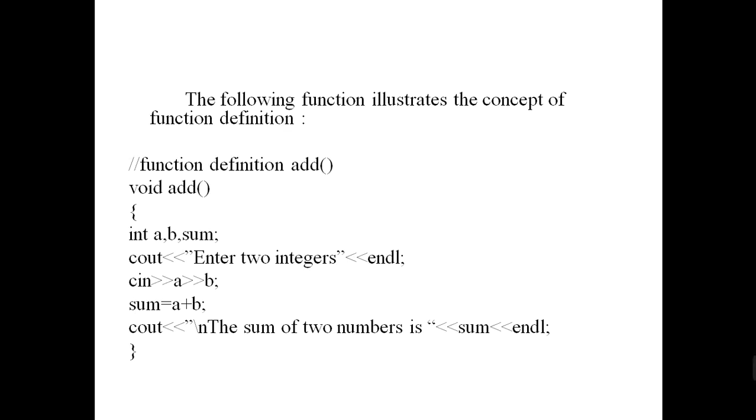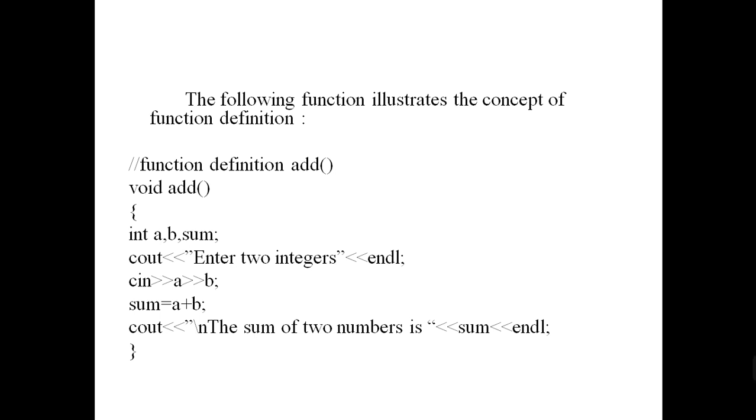Then function definition and declaration. Here the function definition is void add. So add is a function. Within the function body, you have to declare three variables, a, b, then sum. These three variables are of type integer. After reading the two values a and b, you add them, that is a plus b, and store it in sum. Then finally it gives the result, the sum of the two variables a and b. So this is a function definition. Here there are no arguments, void add without arguments.